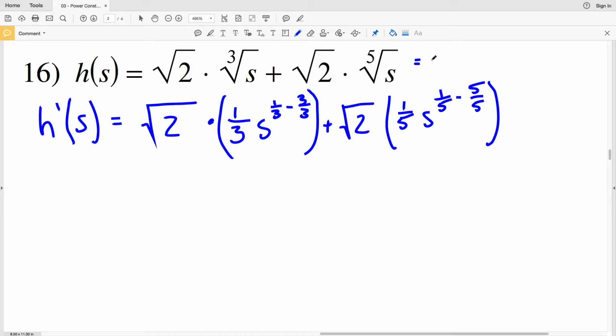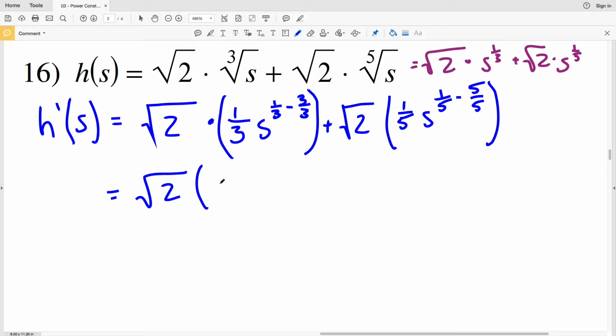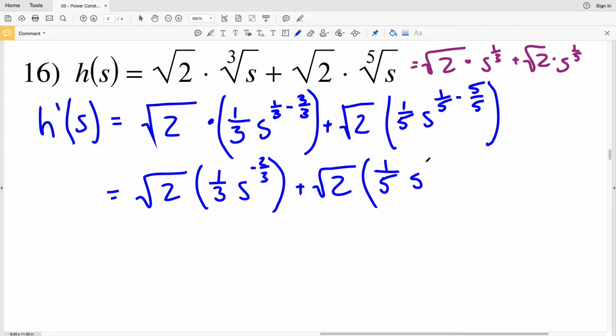And how I did this is I rewrote in my head h of s, the square root of 2 times s to the 1/3 plus the square root of 2 times s to the 1/5. And then I applied the power rule to s to the 1/3 and s to the 1/5. So now, simplifying, I'll have the square root of 2 times 1/3 times s to the negative 2/3 plus the square root of 2 times 1/5 times s to the negative 4/5.